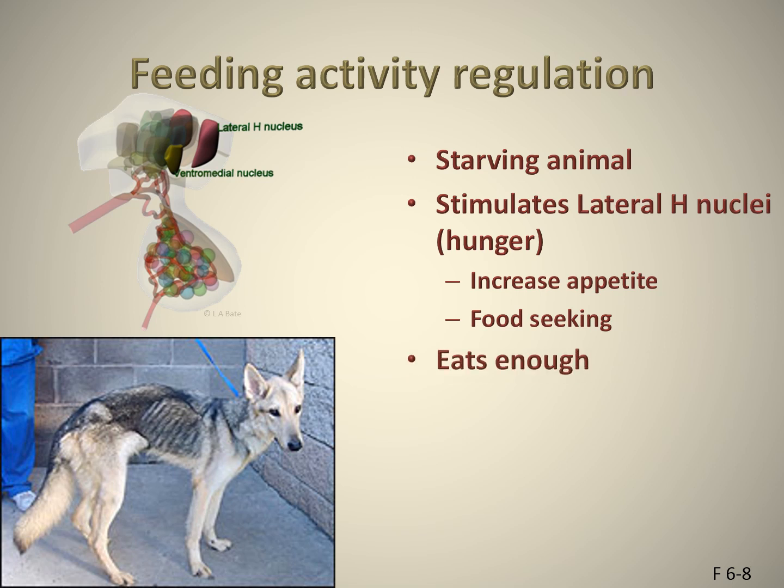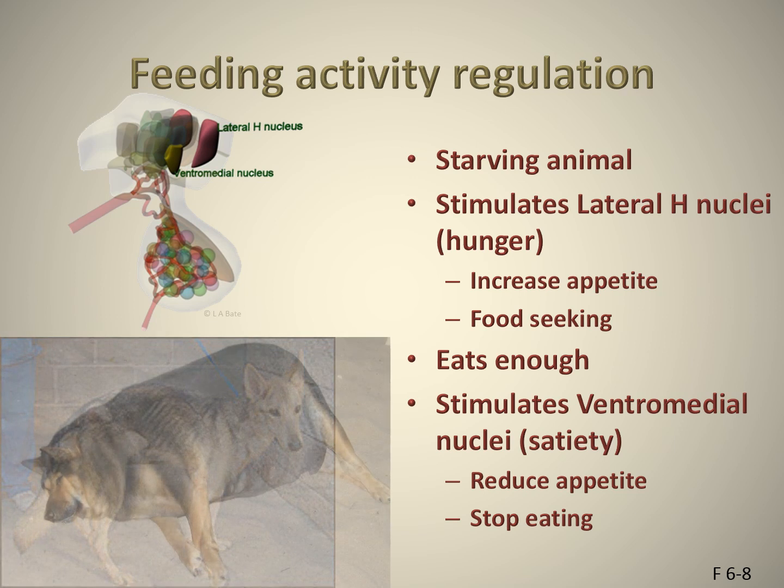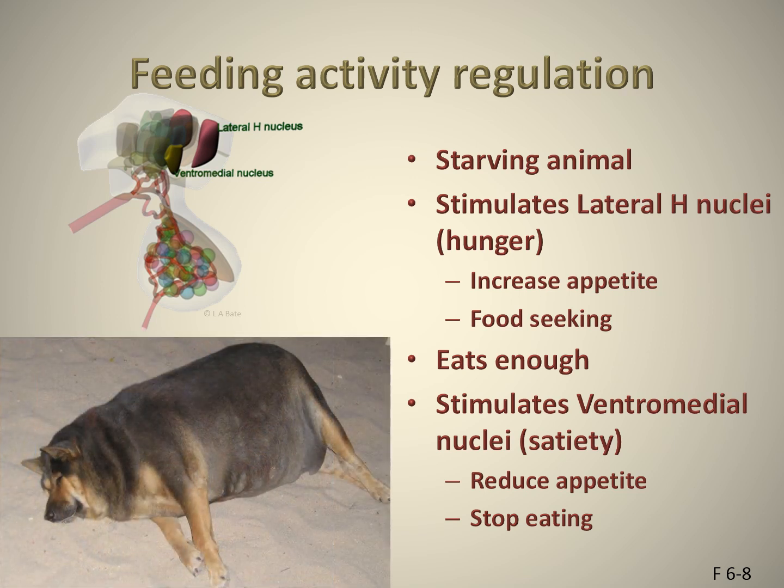Once the animal eats enough, the ventromedial nucleus will receive information about stretching of the stomach, indicating that it is full because the animal has eaten enough. The ventromedial nucleus will reduce appetite and the animal should stop eating. If the ventromedial nucleus fails to detect excessive eating and does not stop the behavior, the animal will end up like this, provided there is enough food available.